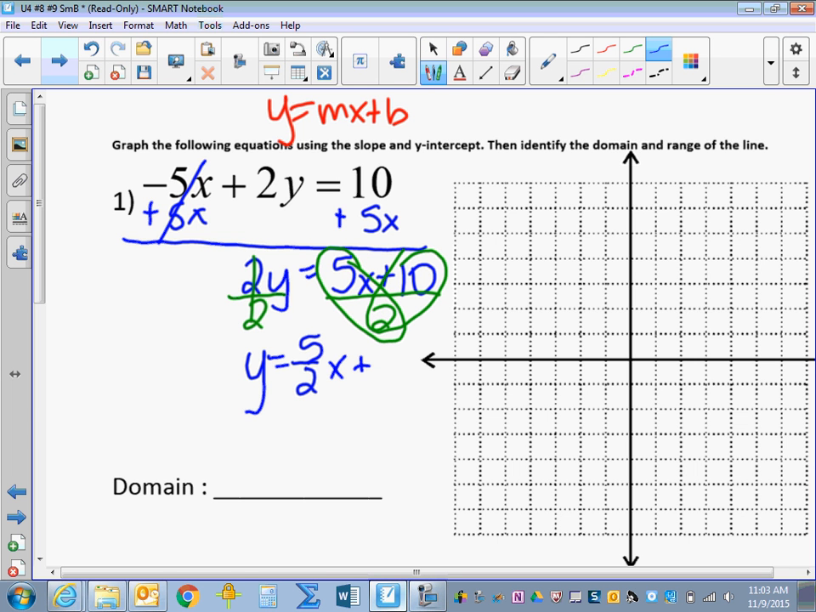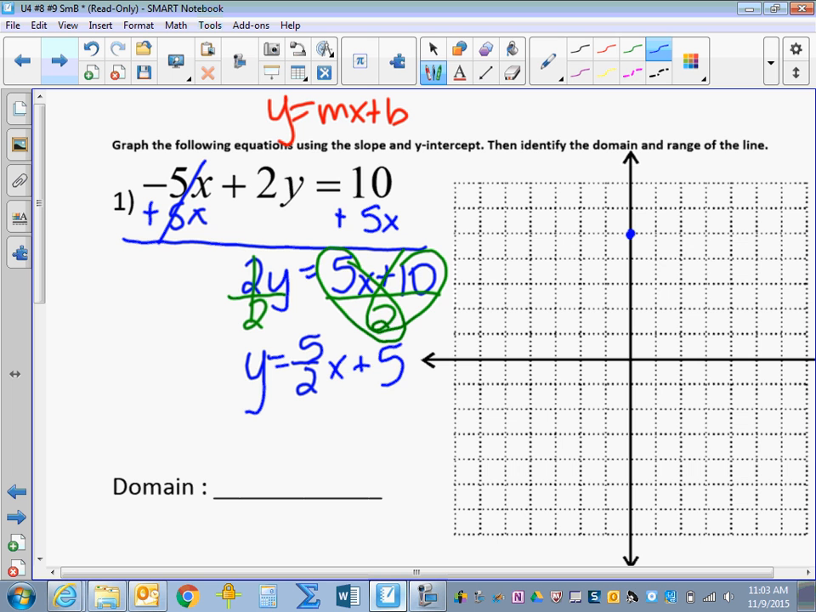And 10 divided by 2 is 5. Alright, so here's my equation now. Now we graph it just like we did. What's my y-intercept? Good. 1, 2, 3, 4, 5. And what is my slope? 5. Good. 5 over 2.